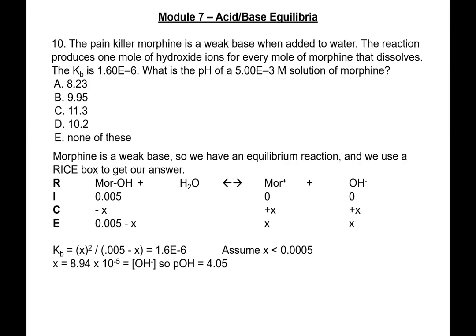So now I end up taking the square root of the product of 0.005 times 1.6 times 10 to the minus 6, and I get 8.94 times 10 to the minus 5th. Okay, that is quite a bit smaller than 0.0005. My assumption is legit. That gives me OH minus, which therefore it's pretty easy to get pOH. I take the negative logarithm of 8.94 times 10 to the minus 5th, but I want pH, not pOH, so I subtract that from 14, and I get 9.95, which is answer B.